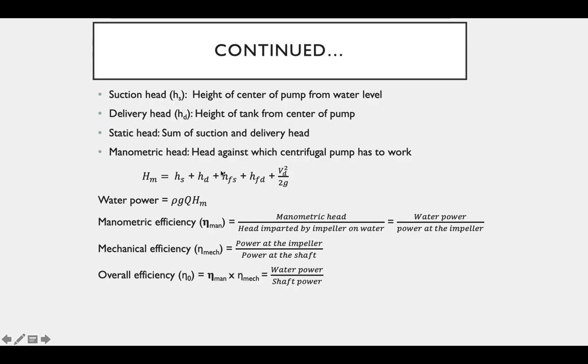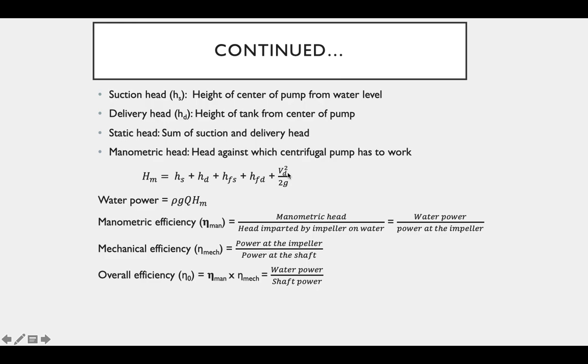Then HFS. HFS is the head loss due to friction in the suction pipe, because the suction pipe has some amount of friction, due to which some head will be lost. That lost head is known as HFS. Similarly, HFD. HFD is the head loss due to friction in the delivery pipe. That is, when fluid is flowing through the suction and delivery pipe, due to friction on the walls of the suction and delivery pipe, some head will be lost. So that loss in head is known as HFS and HFD. Head loss due to friction.